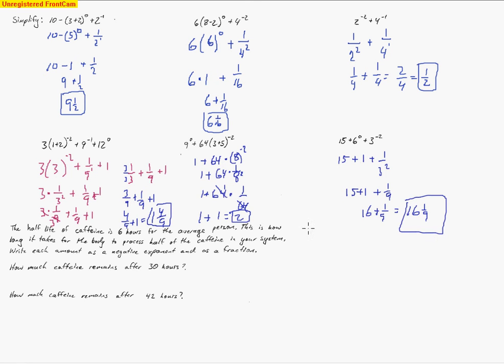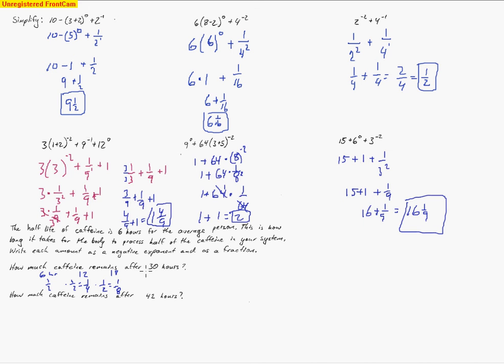Well, we've got a problem that deals with half-life here, so let's take a look at that. It says that the half-life of caffeine is 6 hours. And so what that means is after 6 hours, there's only half of that amount, a half left. So after 12 hours, there's half of 1/2, which is 1/4 left. After 18 hours, we take a half of that 1/4, and that gives me 1/8.